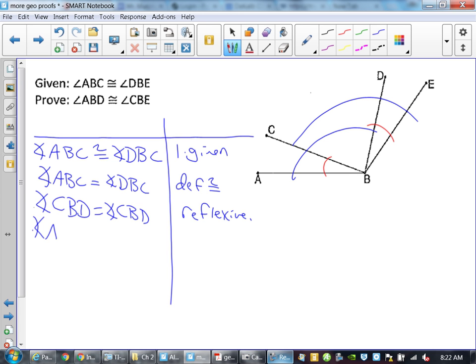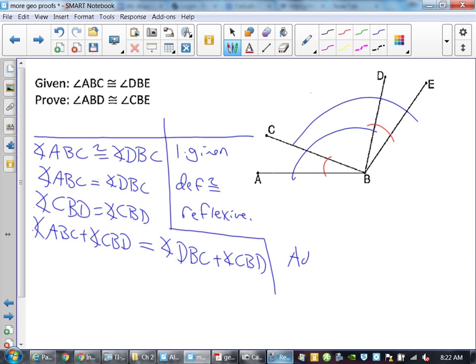So now I can do this. ABC plus angle CBD equals, and what we did here was add prop equal. We added the same thing to both sides of an equal sign. The two small chunks were already equal, and we added the middle wedge to both sides to keep it equal. Okay? We're just adding the same thing to both sides of an equal sign.